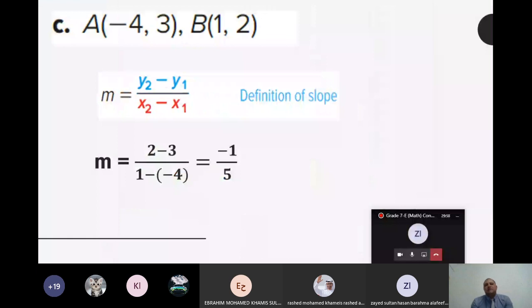C. He gives us 2 points, A and B. A is negative 4, 3, while B is 1, 2, and he wants us to find the slope. So we will subtract y2 minus y1. So y2 here is 2, and y1 is 3, so it's 2 minus 3, divided by x2 minus x1, and x2 here is 1, while x1 is negative 4, so we'll write in the denominator 1 minus negative 4. 2 minus 3 is negative 1, 1 minus negative 4 is 5, so the slope is negative 1/5.